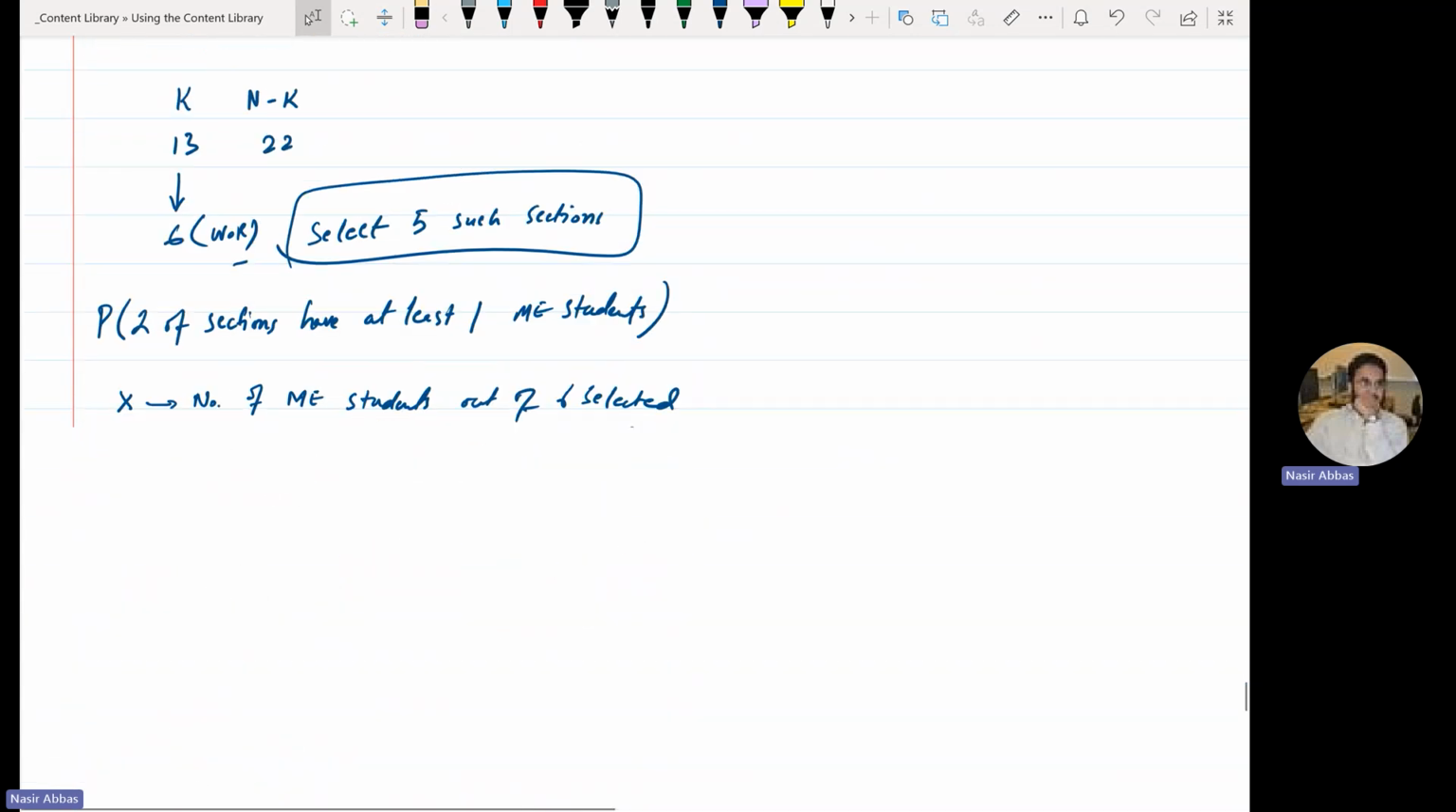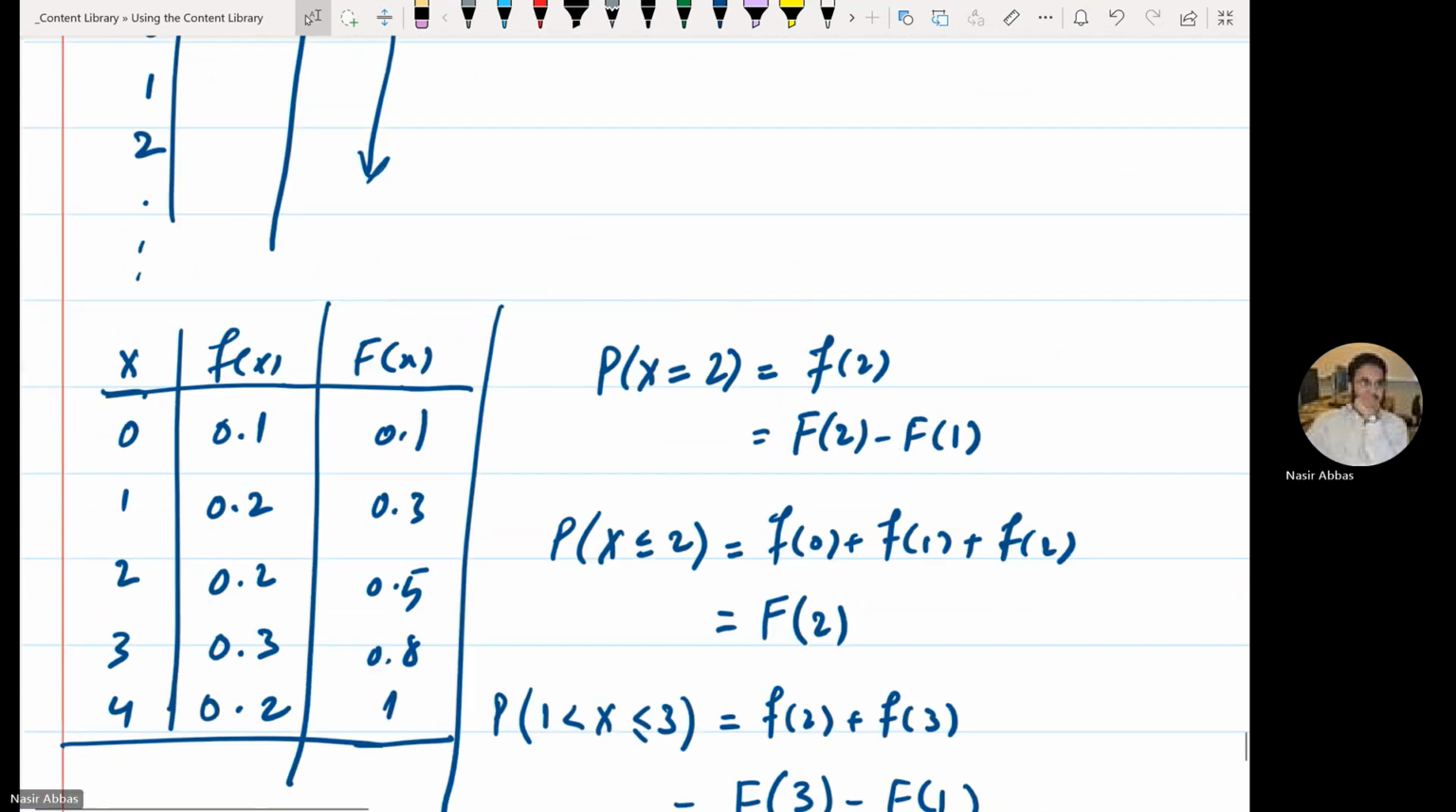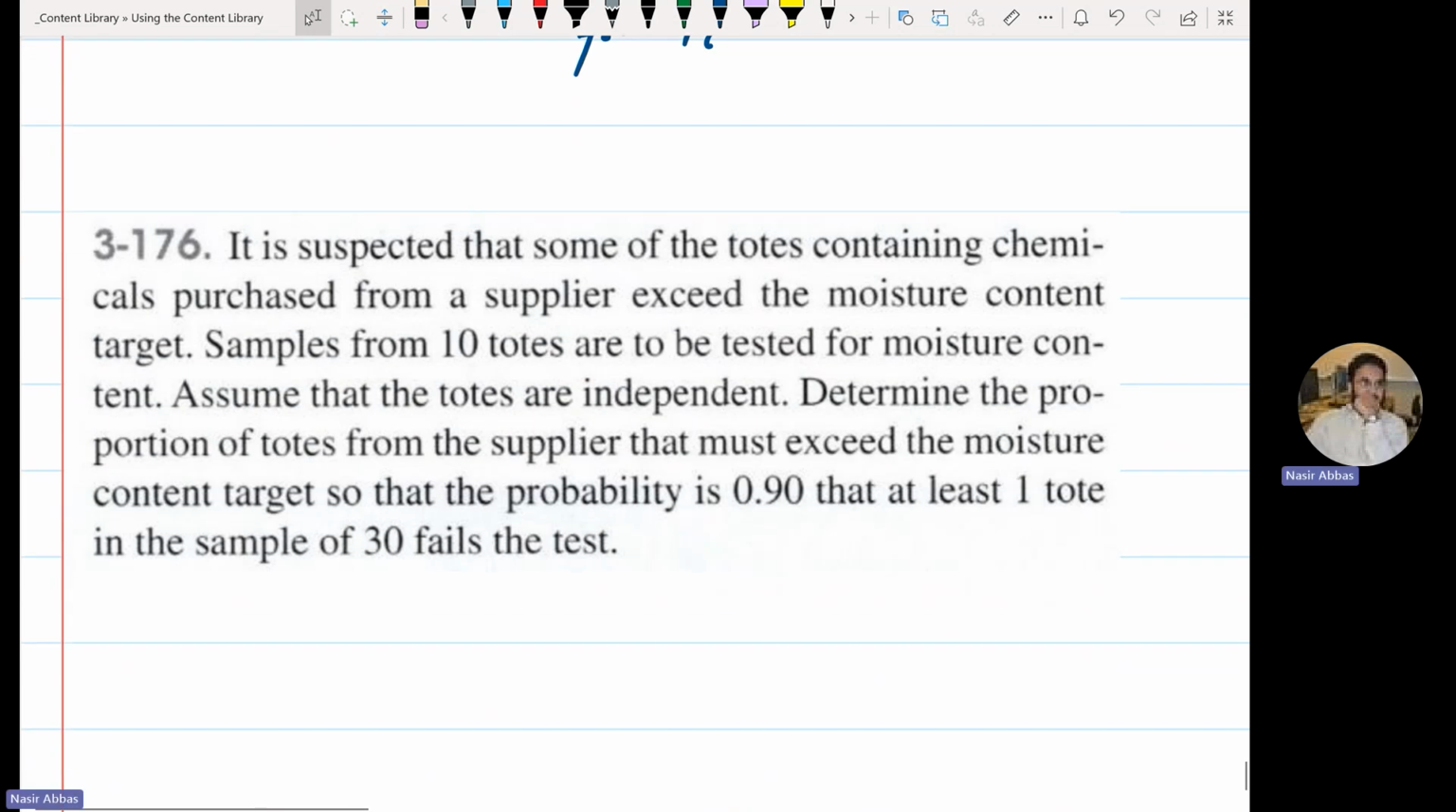Look at this question now. Look at 176. It is suspected that some of the totes containing chemicals purchased from a supplier exceed the moisture.